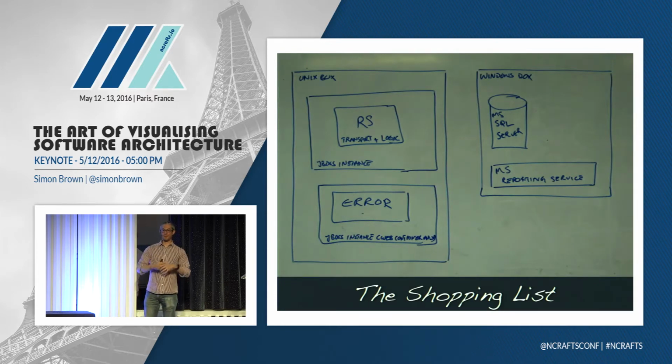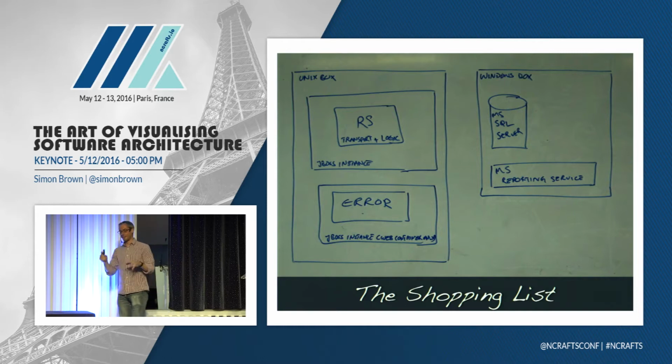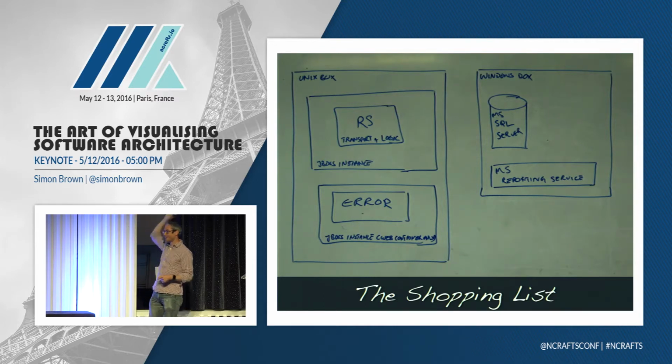Here are some pictures from some workshops. These are real pictures. I promise I did not make any of them up. So this is one of a collection of diagrams a group produced, and it's basically just a shopping list of technologies. Unix, Windows, JBoss, SQL Server, and we're done. This diagram does not tell you anything about the solution, the responsibilities, and oddly, there's no link between the stuff on the left and the stuff on the right.